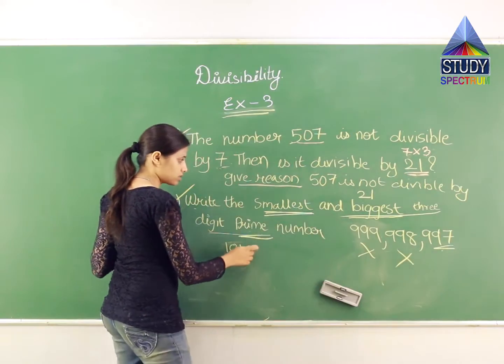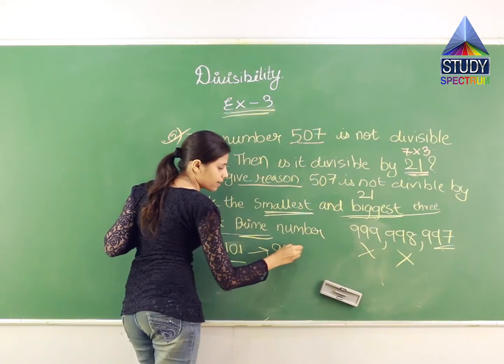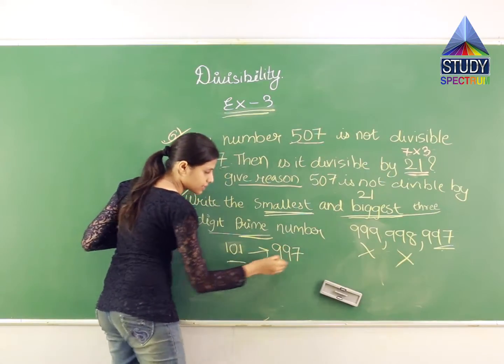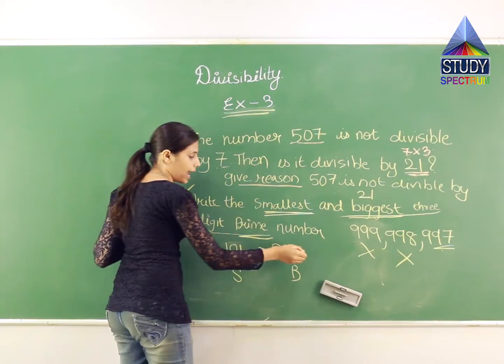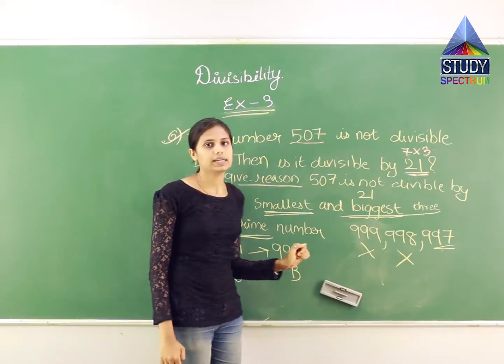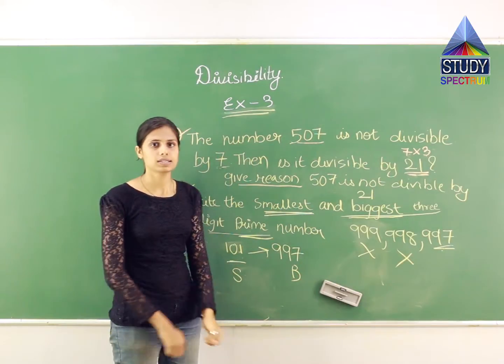So the largest 3-digit prime number is what? 9, 9 and 7. So this is the smallest, this is the biggest. The smallest 3-digit prime number is 101 and the largest is 997. So we are done with the exercise with question number 6 and question number 7.